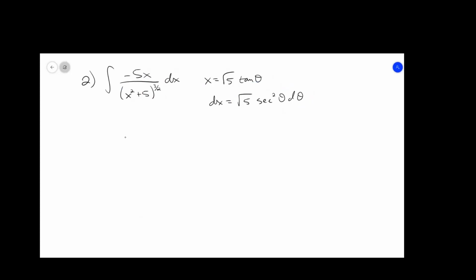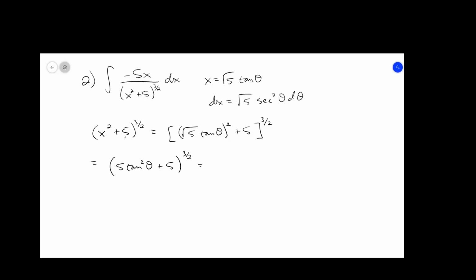Let's find out. So we're going to say x squared plus 5 to the 3/2 power is equal to, well, let's see, what's x? It's root 5 tan theta, right? But that's being squared, and then plus 5. All this again to the 3/2 power. So we'll square that, and we're just going to get a 5, right? Square root of 5 squared, we're just going to get 5 there. 5 tan squared theta plus 5, in regular parentheses, and then that still to the 3/2 power.